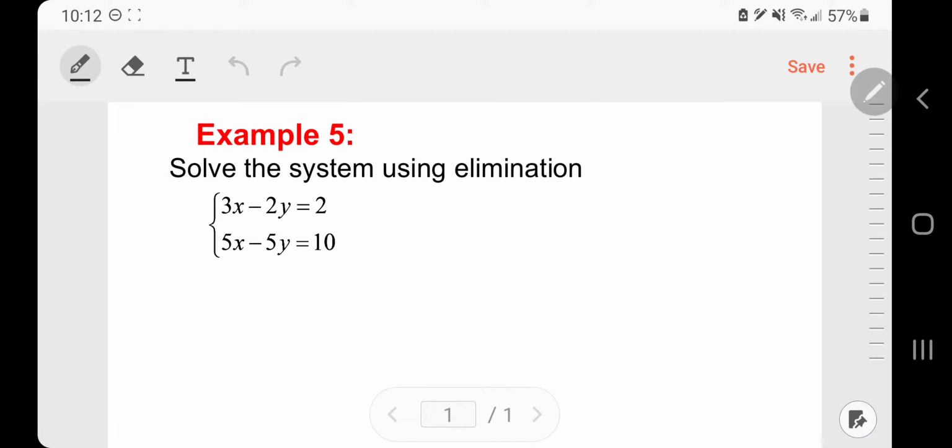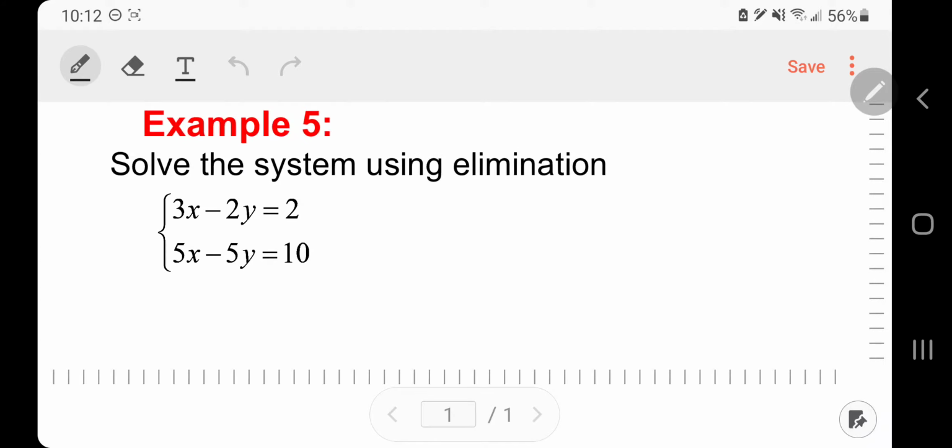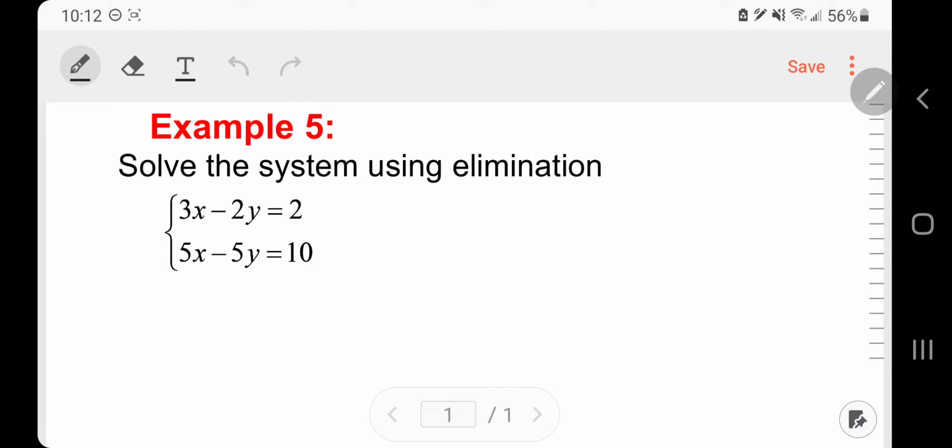Hey everyone. In this video, we're going to take a look at an example of elimination that requires us to multiply both of our equations in our system by a constant. All right, so we have 3x minus 2y equals 2, and we have 5x minus 5y equals 10. Now notice here, we don't have number opposites for either of our variables, our x or our y. Neither of those have number opposites.